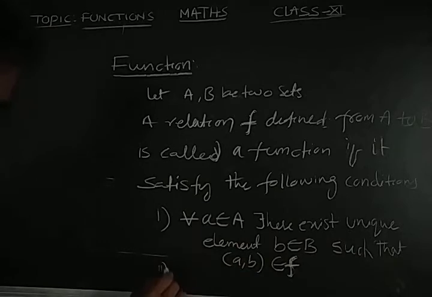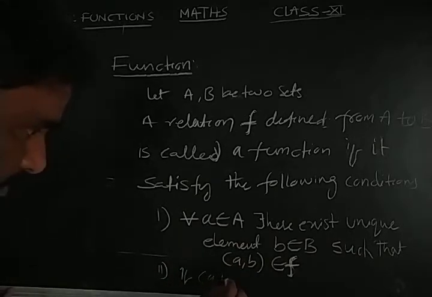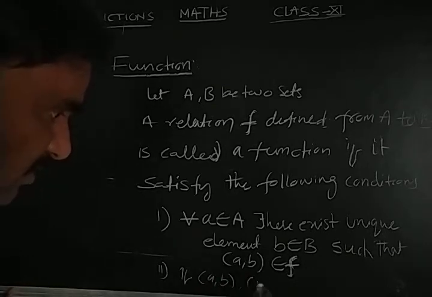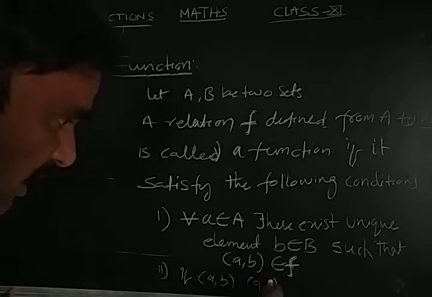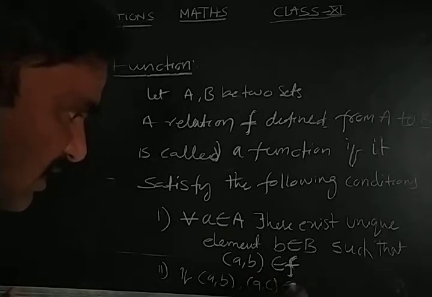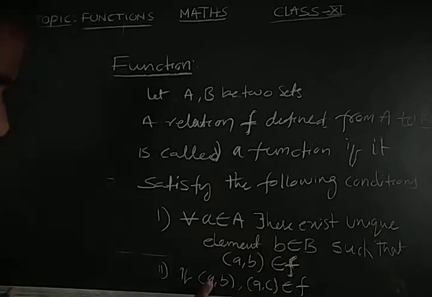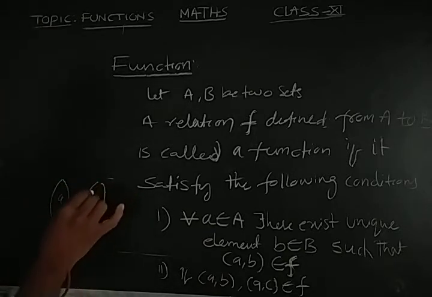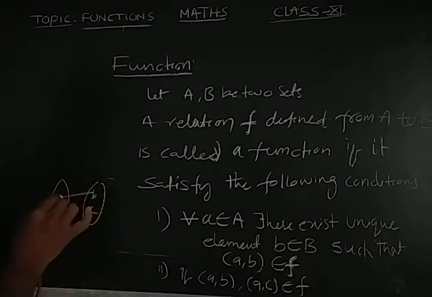And the second condition: if (a, b) and (a, c) are elements of the relation, here a is related with b, a is related with c. That means a is related with two elements. See here, this is element a in the domain, and here b, c are elements. A is related with two elements.